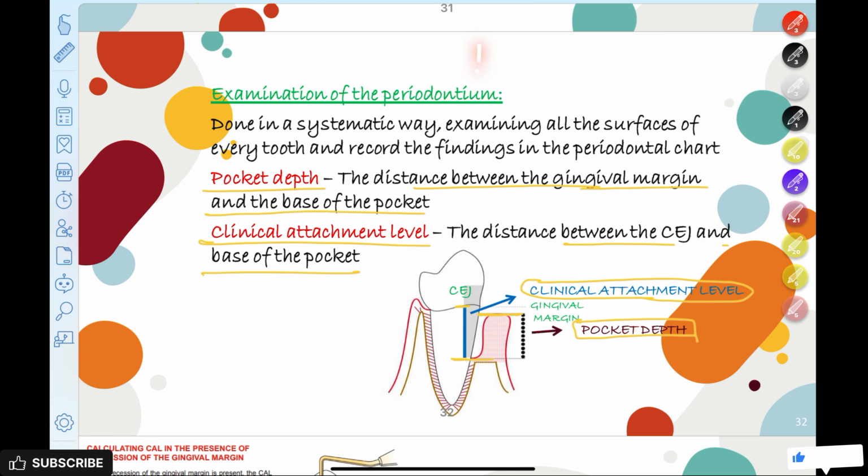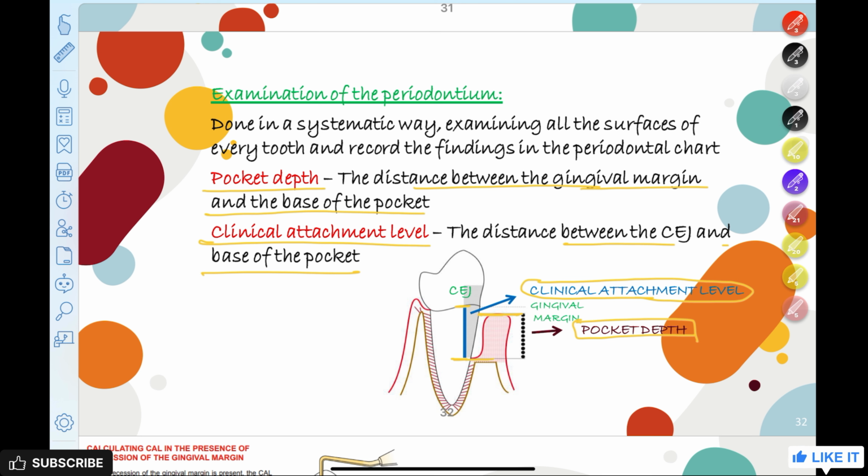Today we are going to discuss the case history in periodontology, that is part 2. In the first part we have seen the external structures and external features of gingiva. Today we will see the examination of the periodontium and the remaining part to be seen in case history.